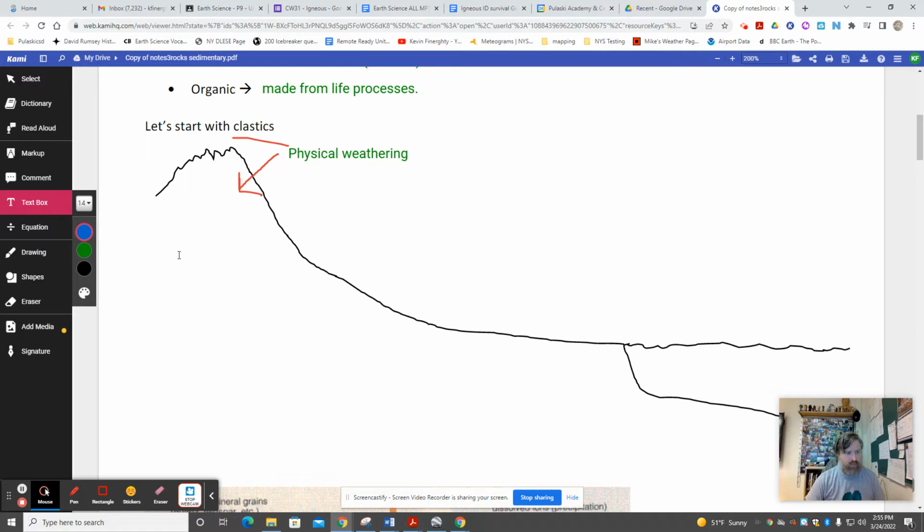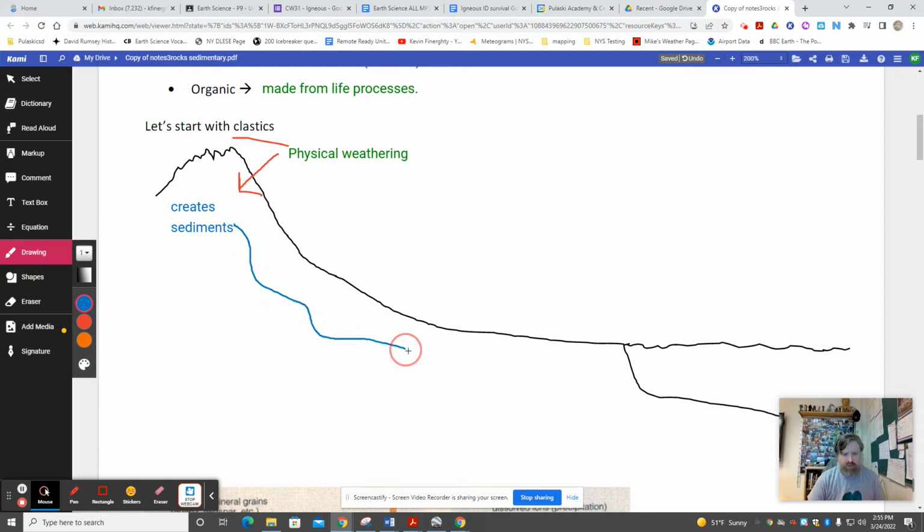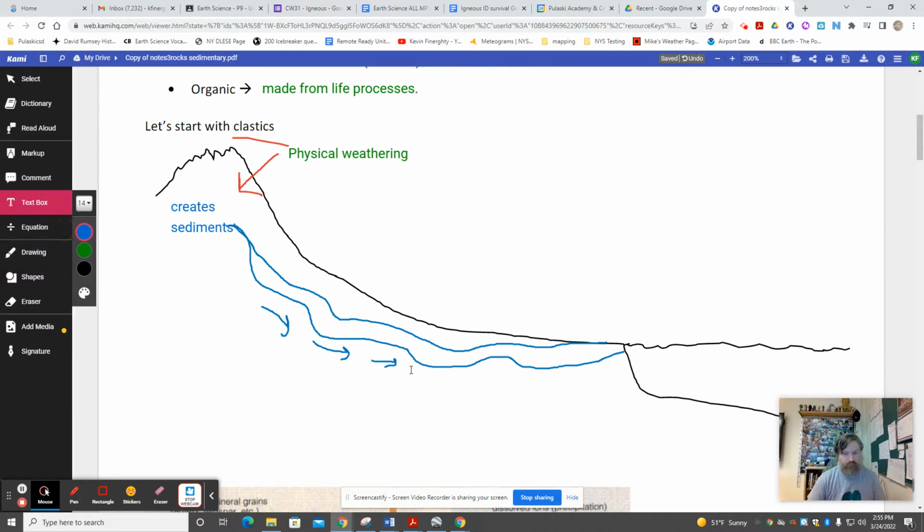Physical weathering will create sediments, right? I'll say creates sediments. Those sediments then are going to get washed into rivers. I'm drawing a little happy little river here. Okay, so in the rivers, those sediments will get carried along. We had a word for that back in that unit. Hopefully remember. Erosion.